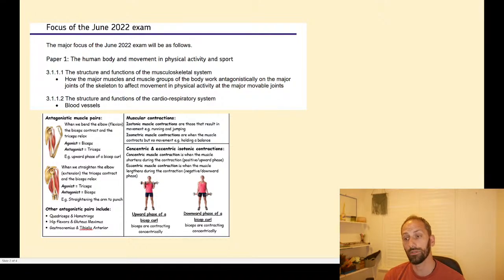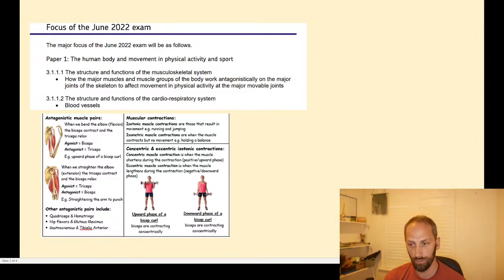Isometric contractions, however, is when there's no movement taking place. So something like holding a balance in gymnastics, in netball, when you're guarding so that you are defending and you don't overbalance, that you hold a position, so therefore you cannot move. So anytime there is movement taking place, then it's not an isometric movement. Some of the things within there that you then need to understand are concentric and eccentric contractions.